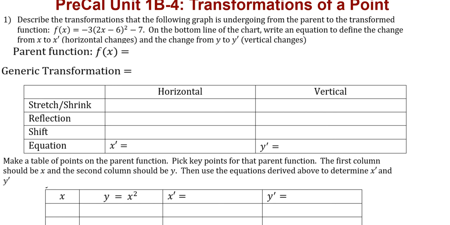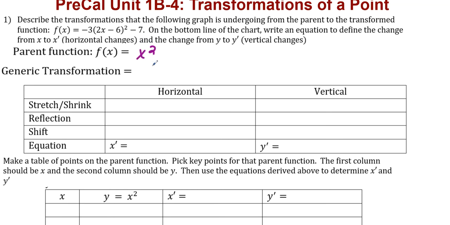Next two examples, which we're going to do in 1B4, are preparedness or graphing, essentially. So let's go ahead and run through these examples. What we have here is the function f of x is equal to negative 3 times (2x minus 6) squared minus 7. Well, we want to recognize that this is another even power function, x squared.